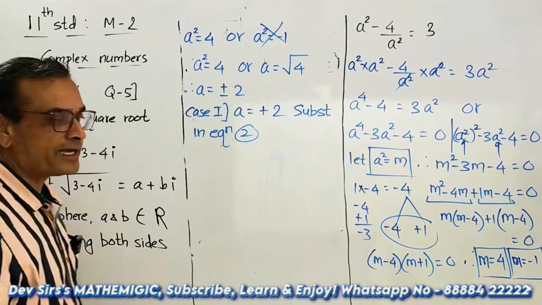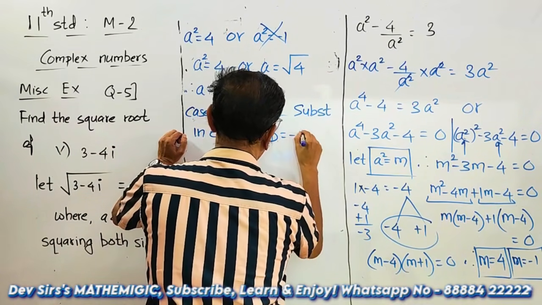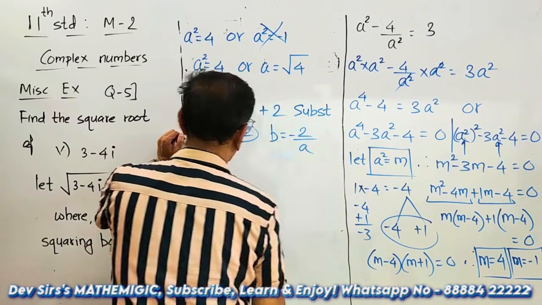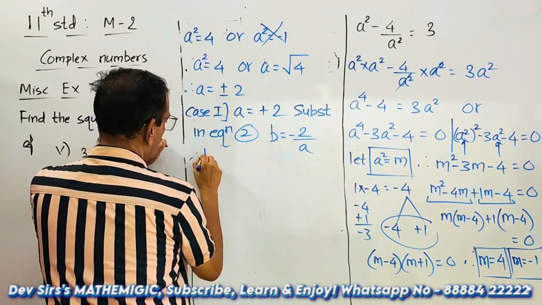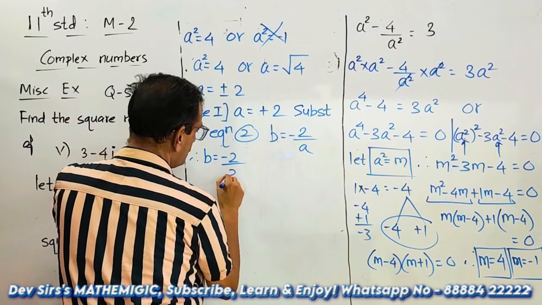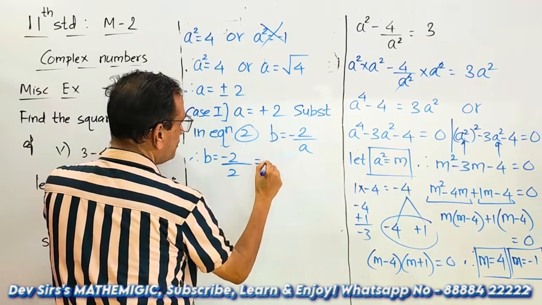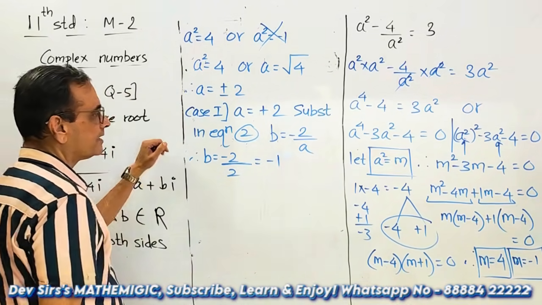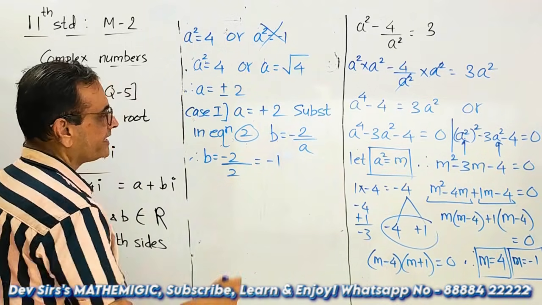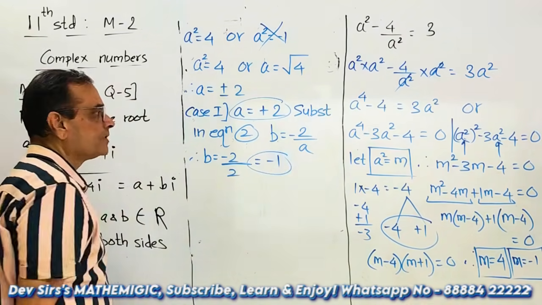Okay, so b was minus 2 upon a, right? Therefore, b is equal to minus 2 upon 2. A is 2. So b is equal to minus 1. Clear? So I get a is equal to 2 and b is equal to minus 1. First answer.